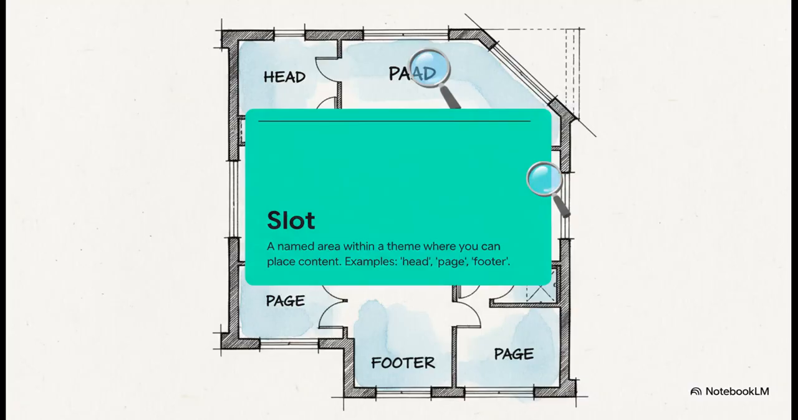And that brings us to slots. So if the theme is the blueprint, then slots are the actual rooms inside that blueprint. You know, you've got a specific area for your header, a main area for your page content, maybe a footer at the bottom. Each slot is just an empty container waiting for you to put something inside.